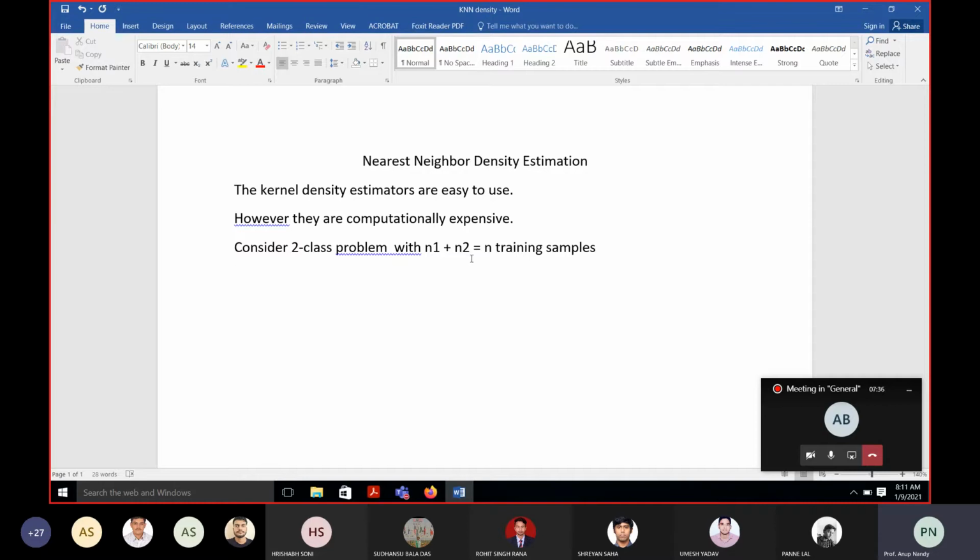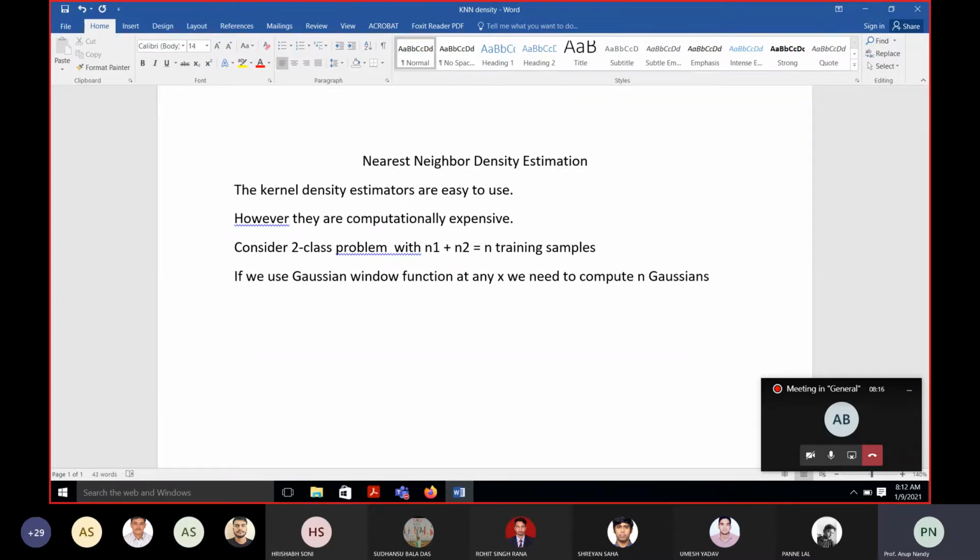Then after that, if we use the Gaussian window function that you have already seen, at any x we need to compute n Gaussians.